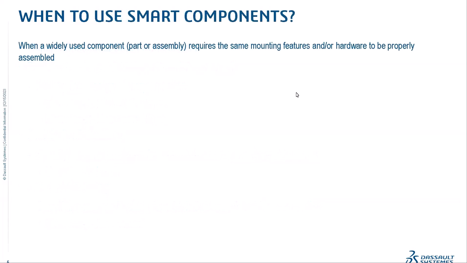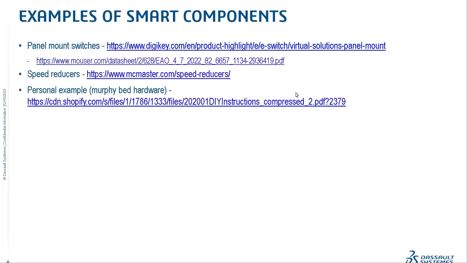So when do we use smart components? There's really a broad range of instances where smart components can be applicable, but generally, we would consider smart components when you have a widely used component, and again, a component can be a part or an assembly, that requires the same mounting features and or hardware to be properly assembled. So these are a few examples.